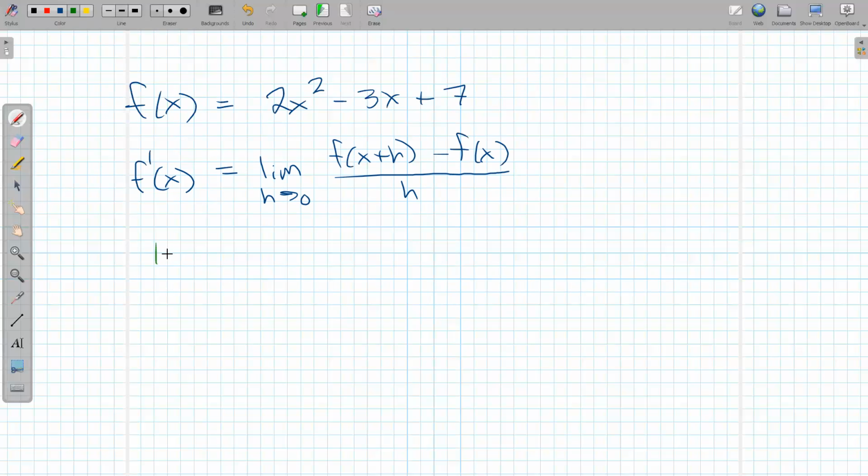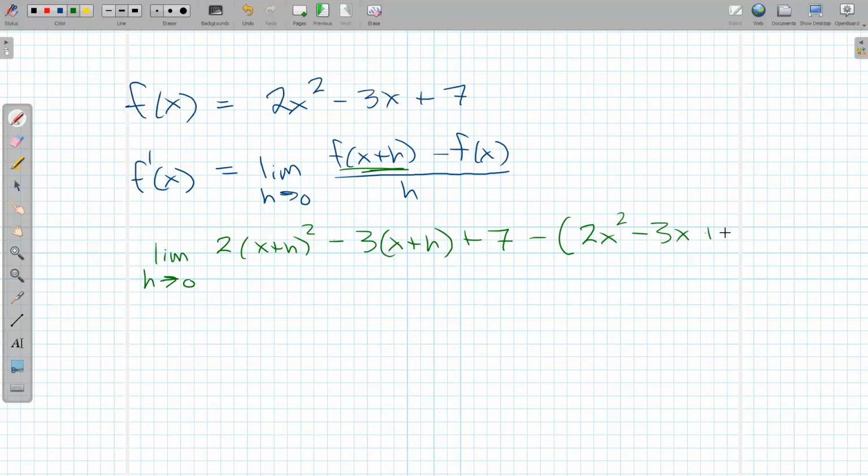So if we tried to do this in one beastly step here, we would get 2 times x plus h squared minus 3 times x plus h plus 7. All right, so that's that guy. Then we would have to subtract from that, in parentheses, the original 2x squared minus 3x plus 7, and divide all of that by h. And then clean this numerator up, divide by h, and pray you can take the limit.